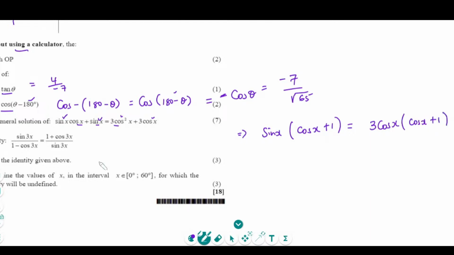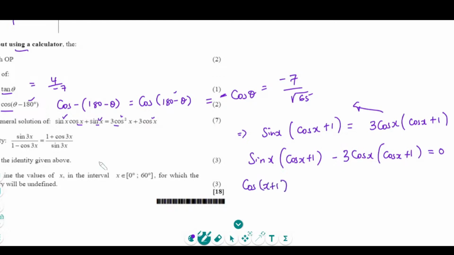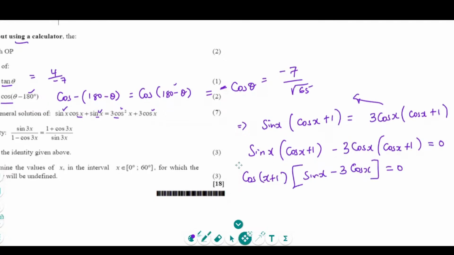Now I could be tempted to cancel things out, but I'm not going to do that. I'm going to move this aside so that I have sine x into cos x plus 1, because cancelling is going to be killing some solutions. This is cos x plus 1 is equal to 0. I can factorize out the cos x plus 1. What am I left with? I'm left with sine x minus 3 cos x is equal to 0. Then I can apply my dot product.